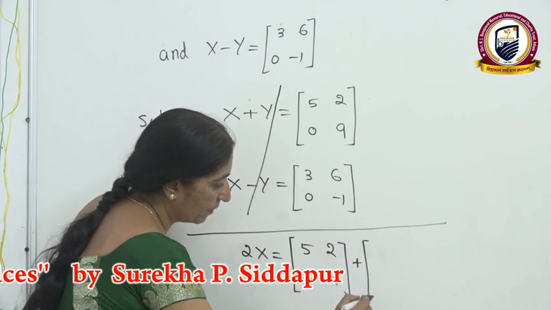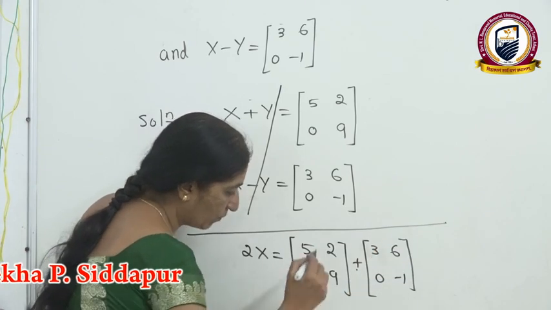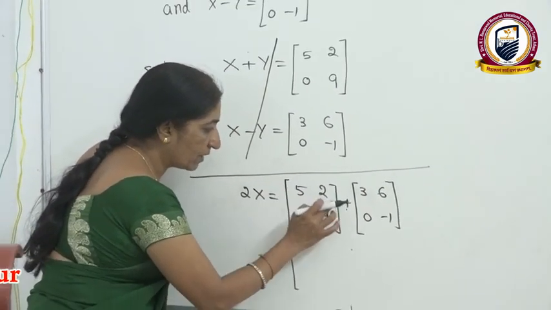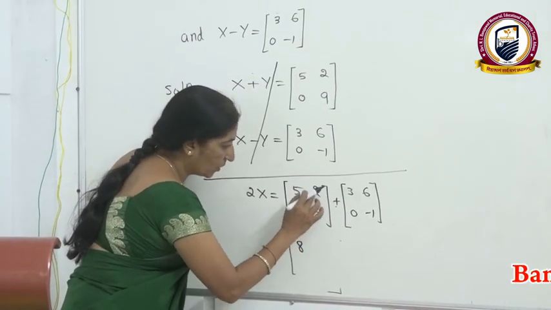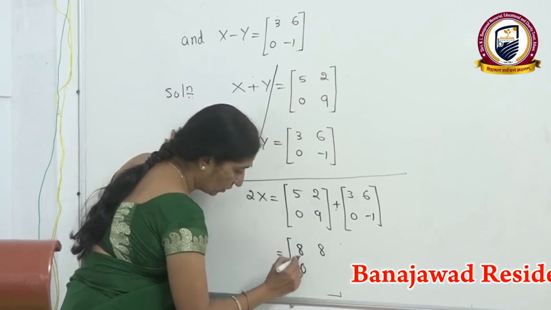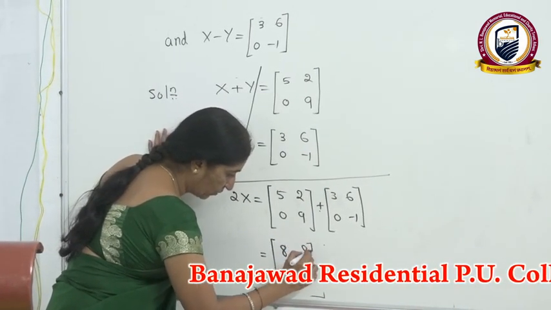We are adding, remember, the middle sign is plus. Yes. Add the corresponding elements. Can you write it directly? What is 5 plus 3? 8. 2 plus 6? 8. 0 plus 0? 0. 9 plus, into minus is minus, 9 minus 1, that is also 8.